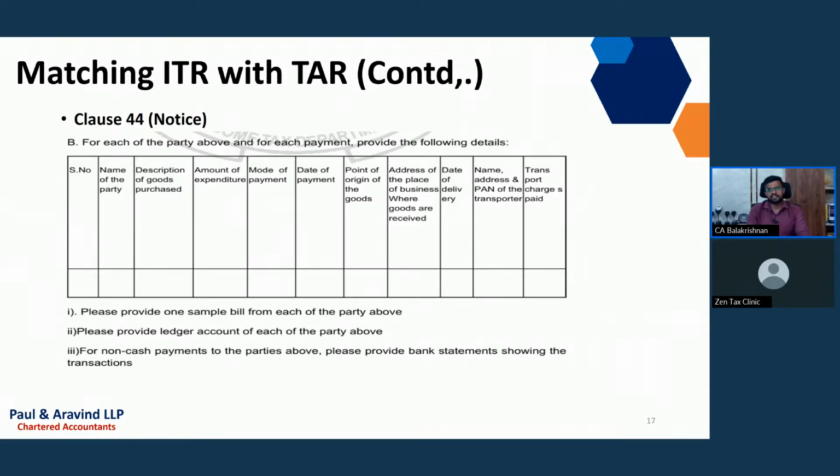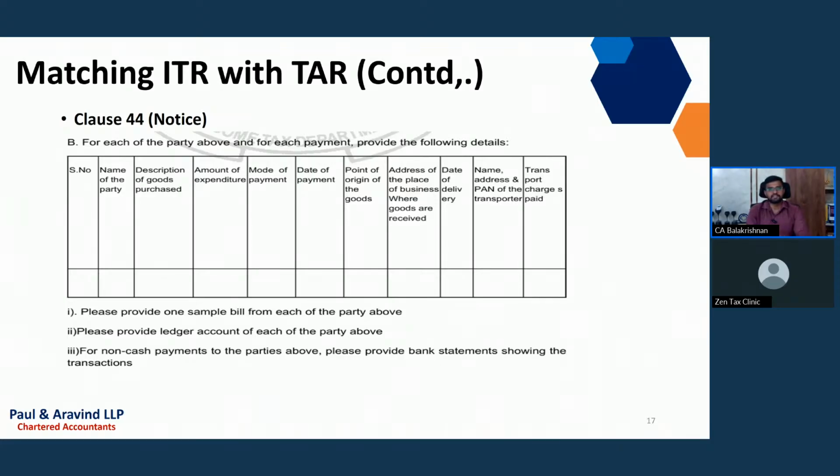Transport charges paid. This clear bifurcation detail needs to be given in the notice, because in one of our cases we have reported high value unregistered purchases, so they have asked like this. And in that, one sample bill they have also asked for the same party list.